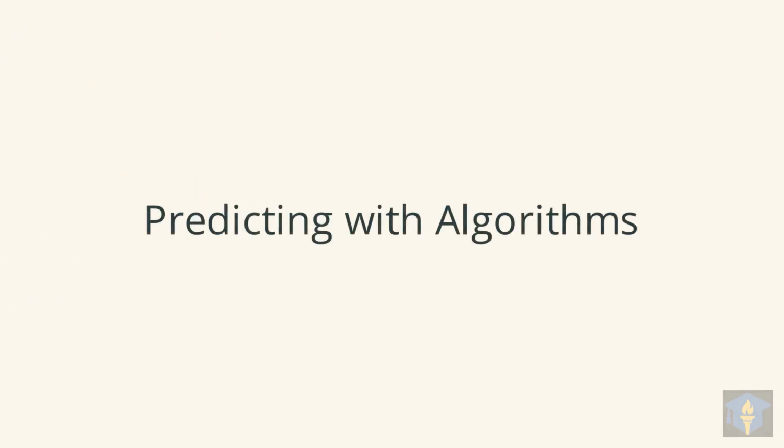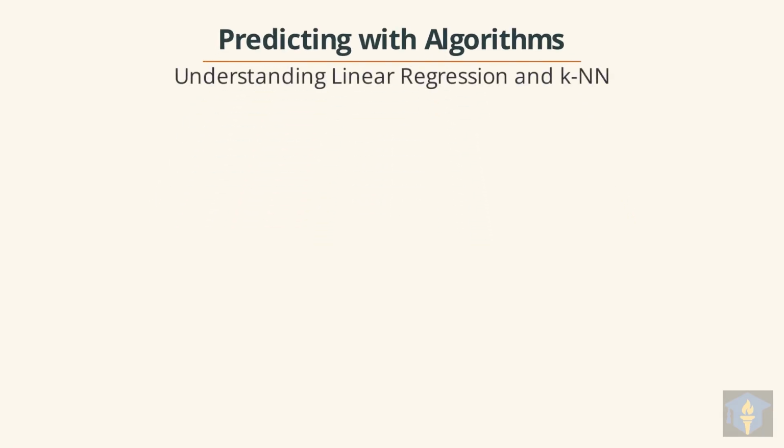Let's explore how algorithms help us make predictions using data in various scenarios. We'll dive into two fundamental prediction algorithms: linear regression and the k-nearest neighbors, or KNN. First up, let's understand linear regression, a powerful and widely used statistical modeling technique. The formula for linear regression is y equals beta naught plus beta 1 x plus epsilon.